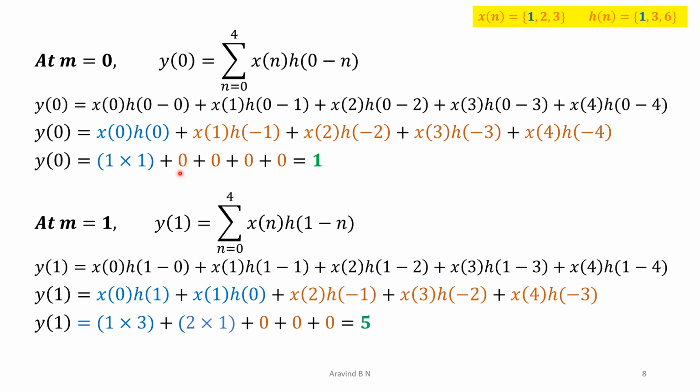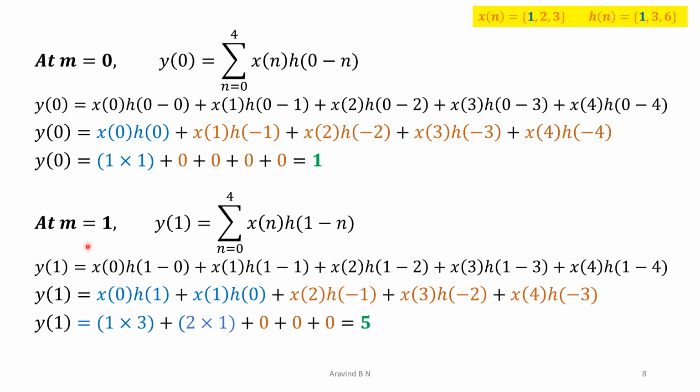So for calculation at m equal to 0, we are available with only the values of x of 0 and h of 0, and all others are going to be 0. So that's why it is represented in one color and all the remaining in another color. So by resolving this, we get y of 0 is equal to 1.